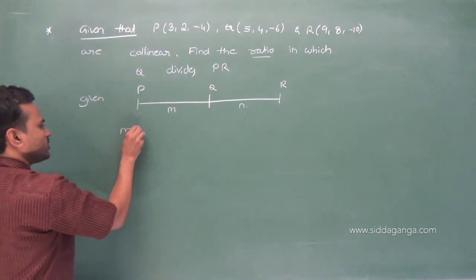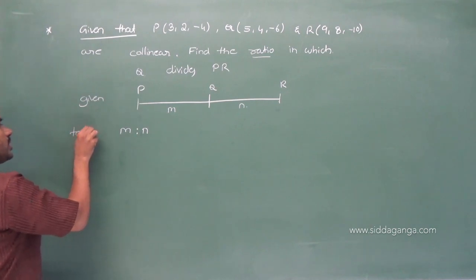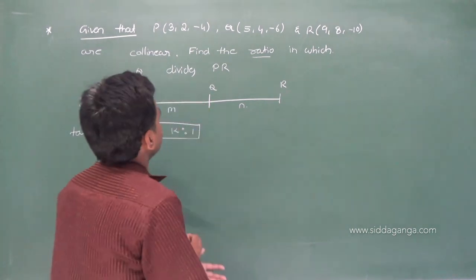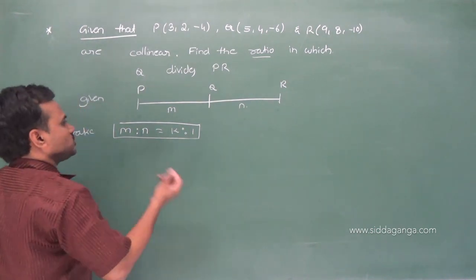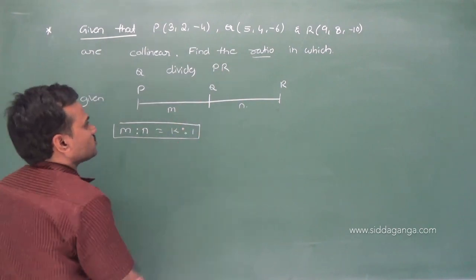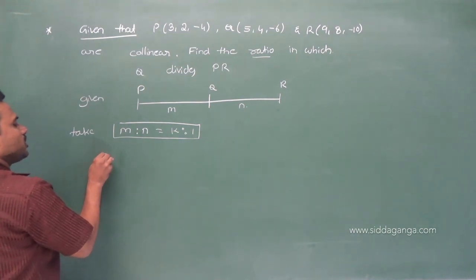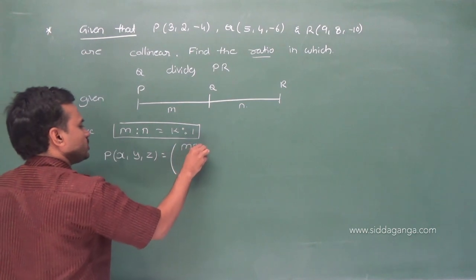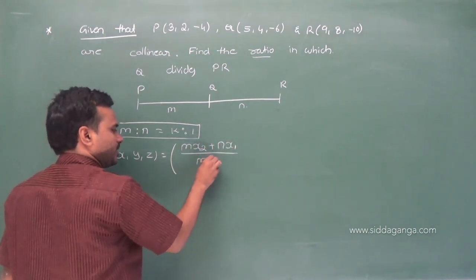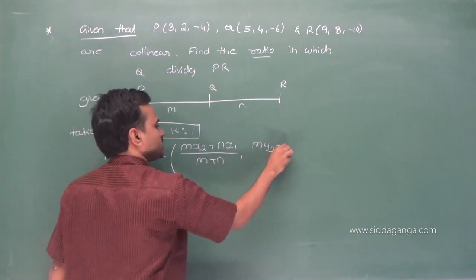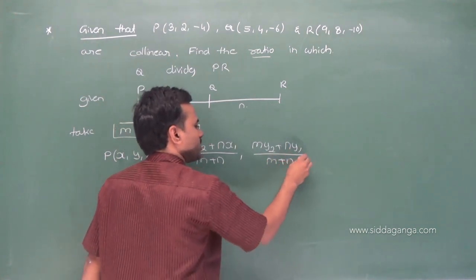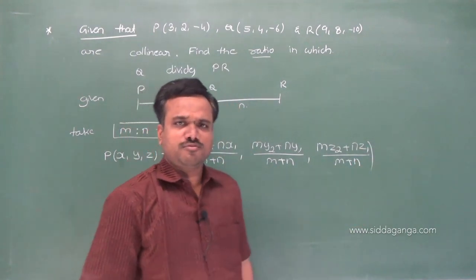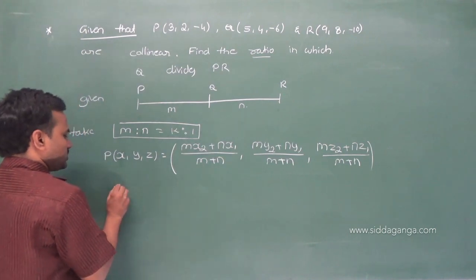So for that, for easy calculation, take M is to N as K is to 1. Very easy method. Take M is to N equal to K is to 1. So we use the section formula for internal division. If the ratio is positive, Q divides inside. If the ratio is negative, Q divides outside. We will see later. Section formula for internal division: P of X, Y, Z is equal to (MX2 plus NX1) divided by (M plus N), (MY2 plus NY1) divided by (M plus N), (MZ2 plus NZ1) divided by (M plus N). Section formula for what? Internal division.